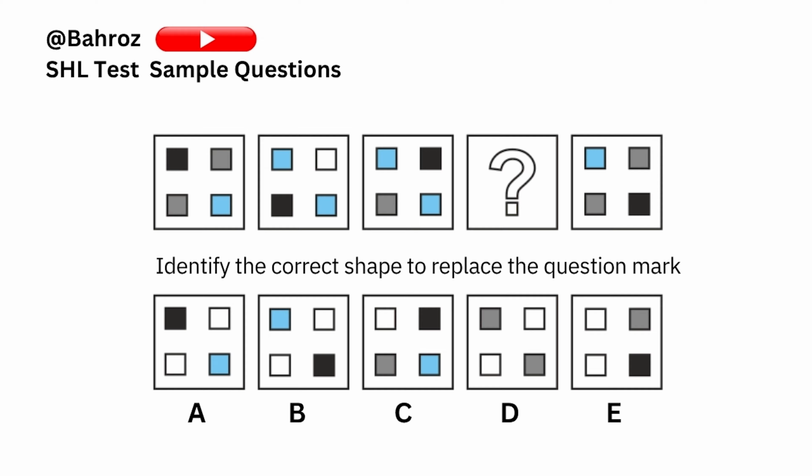Next sample question. The black square moves anti-clockwise around the diagram, firstly by 1, then by 2, then by 3, then by 4, and so on. The two squares in the bottom left and top right corner switch their colors between gray and white unless they are covered by the black square. Therefore, in the correct answer, the black square should be in the bottom right corner and the two squares in the bottom left and top right have to be white, giving B as the correct answer.